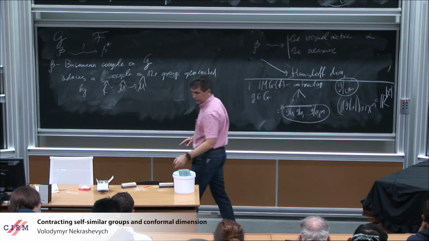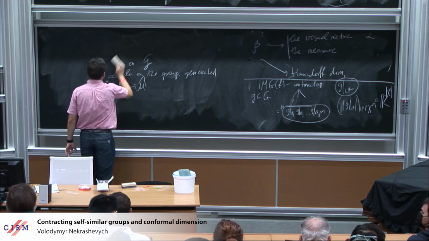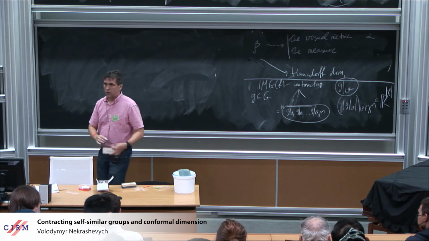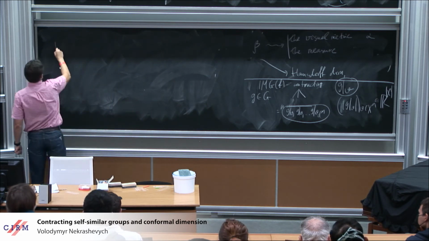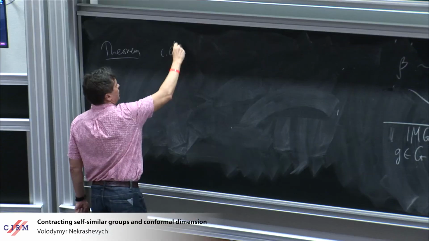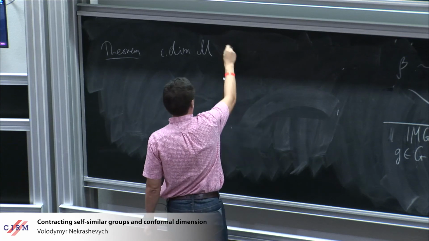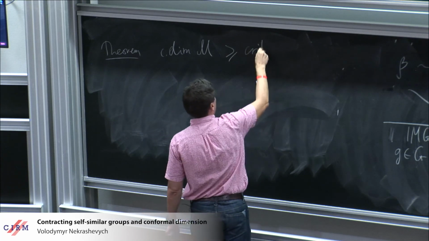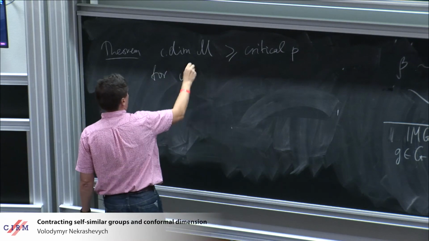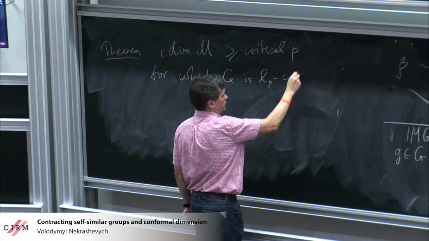And the theorem is that this critical value is very interesting. By the way, I include here also P less than 1. The theorem is that the Ahlfors regular conformal dimension of M is greater or equal to the critical value of P for which G is LP contracting.